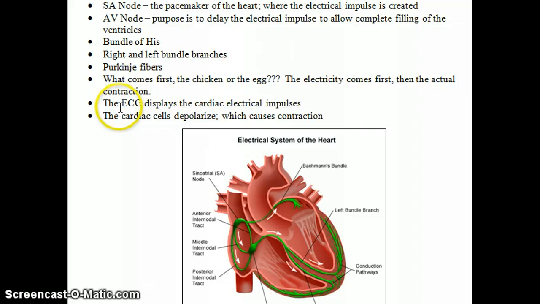And an ECG, or EKG, which is the same thing, displays those cardiac electrical impulses. It displays it as a wave. Because of the electrical impulses, that's what causes the cardiac muscle cells to contract, or depolarize. So I kind of said that backwards. The cells depolarize first, and then that's what causes the contraction.